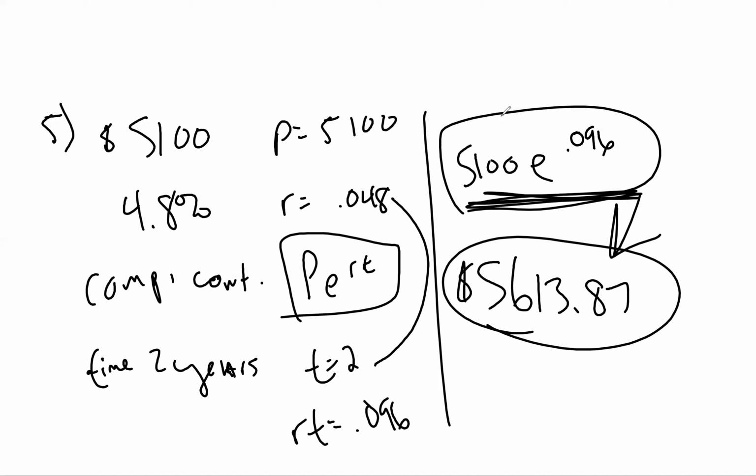Okay. All right. Number 6. It's another compound interest problem. So you have inherited $5,400, and you want to deposit it into an account. And you have 2 options. So option 1, option 2.